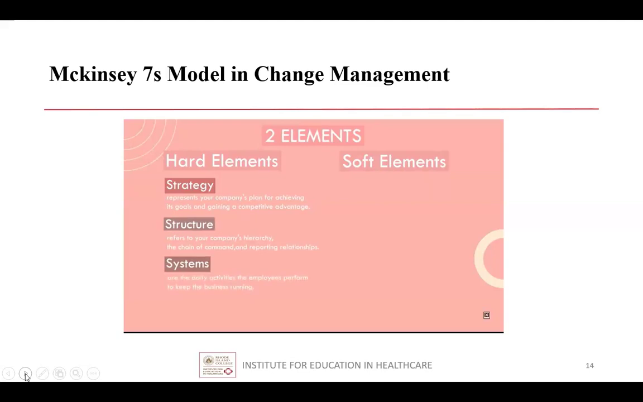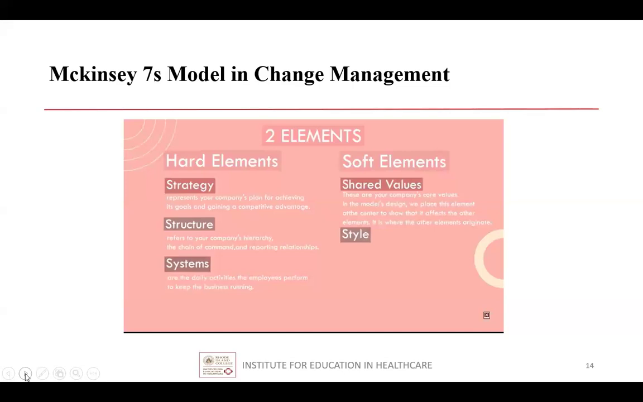The remaining elements in the 7S model fall under the soft category. They are culture-driven and challenging to define. Shared values. These are your company's core values. In the model's design, we place this element at the center to show that it affects the other elements. It is where the other elements originate.